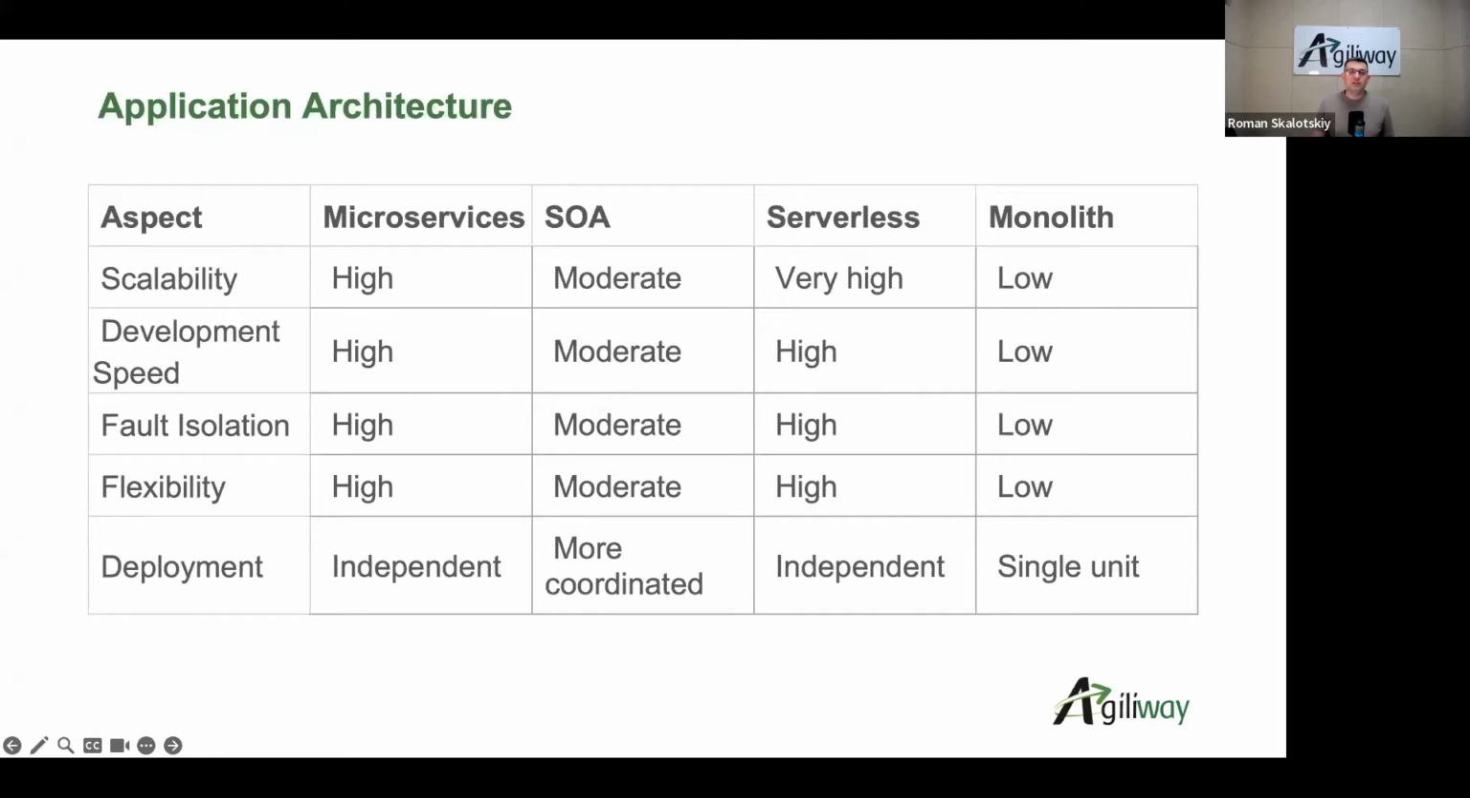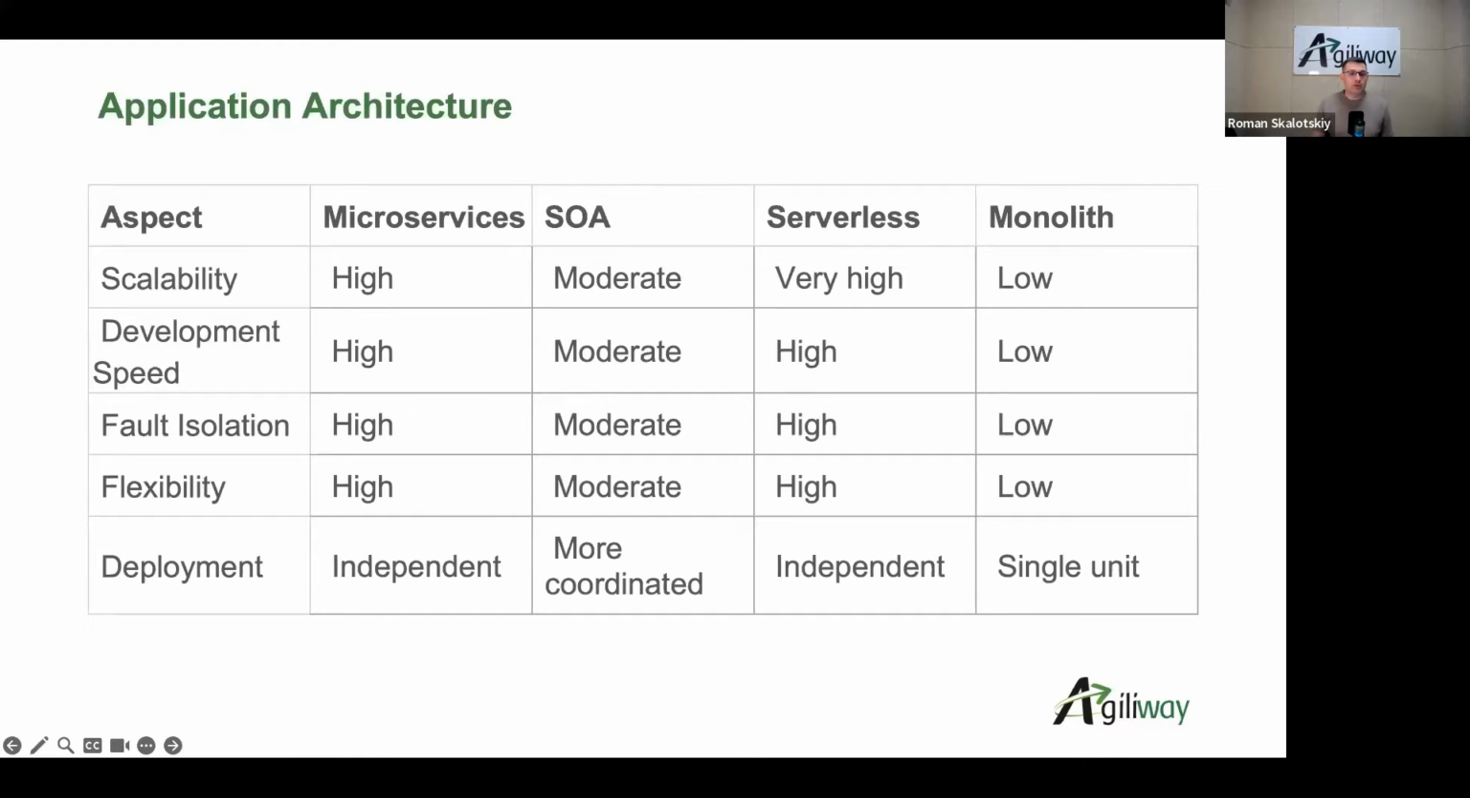Next one is the serverless architecture. Serverless architecture allows you to build and run the application and services without the need to manage the infrastructure. Your application still operates on servers, but you don't have to handle the server management.